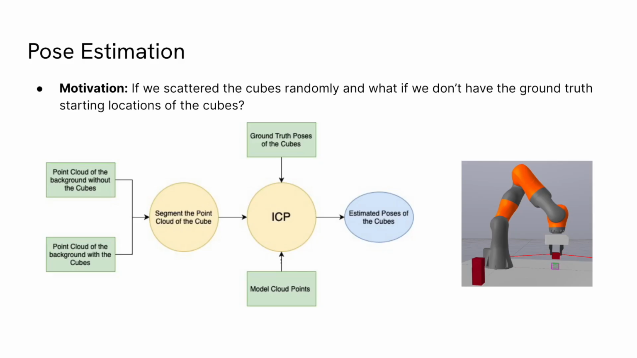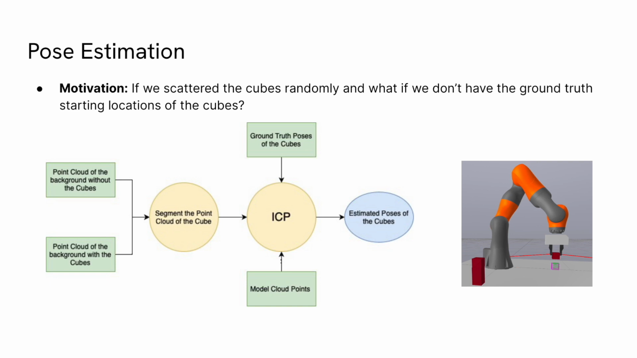Now, since we have an optimized kinematic trajectory, we delve into some practical simulation to real issues like adding vision processing to our project. We scattered the cubes randomly and estimated the poses by implementing a pose estimation pipeline. In this pipeline, we used a depth camera to gather the point cloud of the background without the cubes and the point cloud of the background with the cubes. Using this data, we segment the point cloud of the cubes. Then, along with the ground truth poses of the cubes and model point cloud, the segmented point cloud is added as input to the ICP block, which finally generates the estimated poses of the scattered cubes.